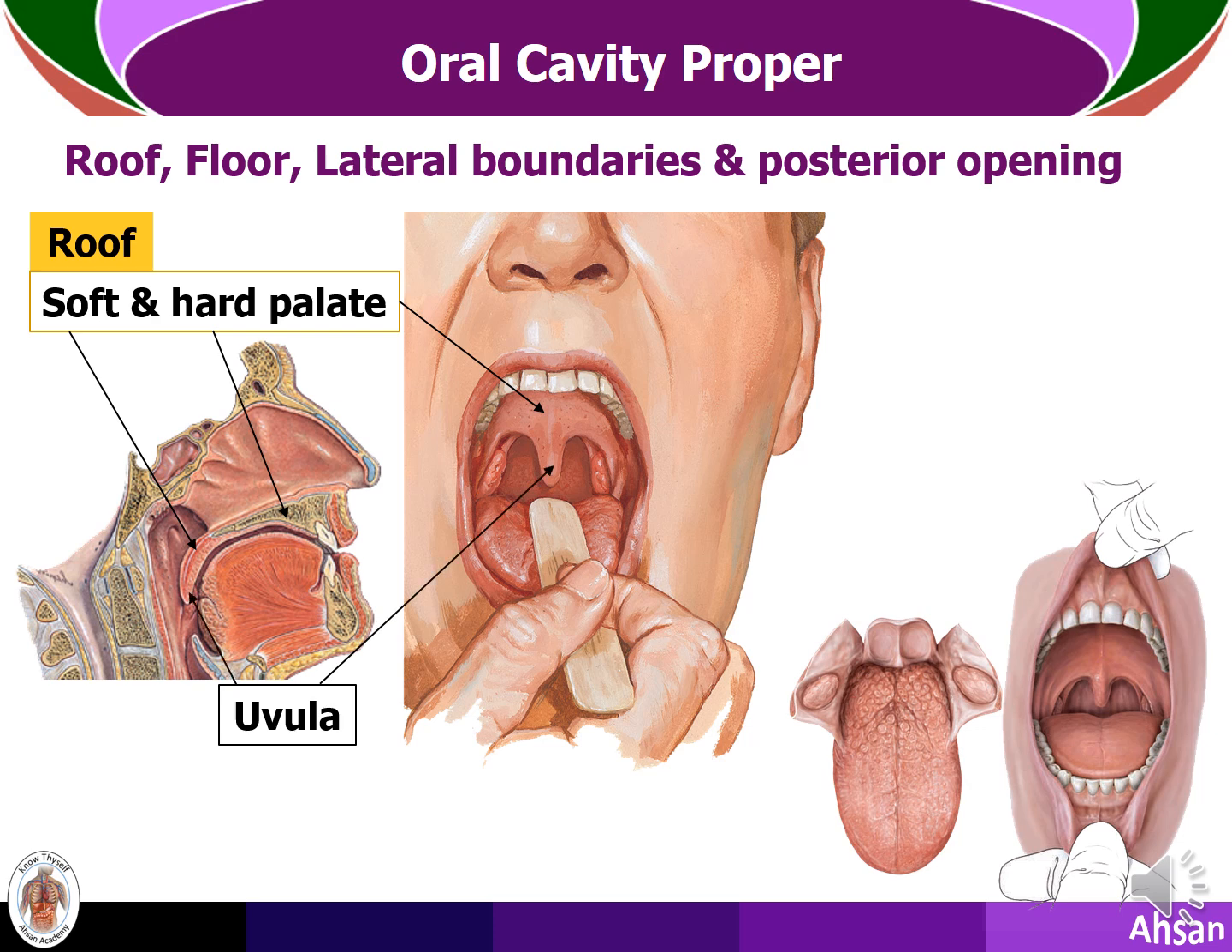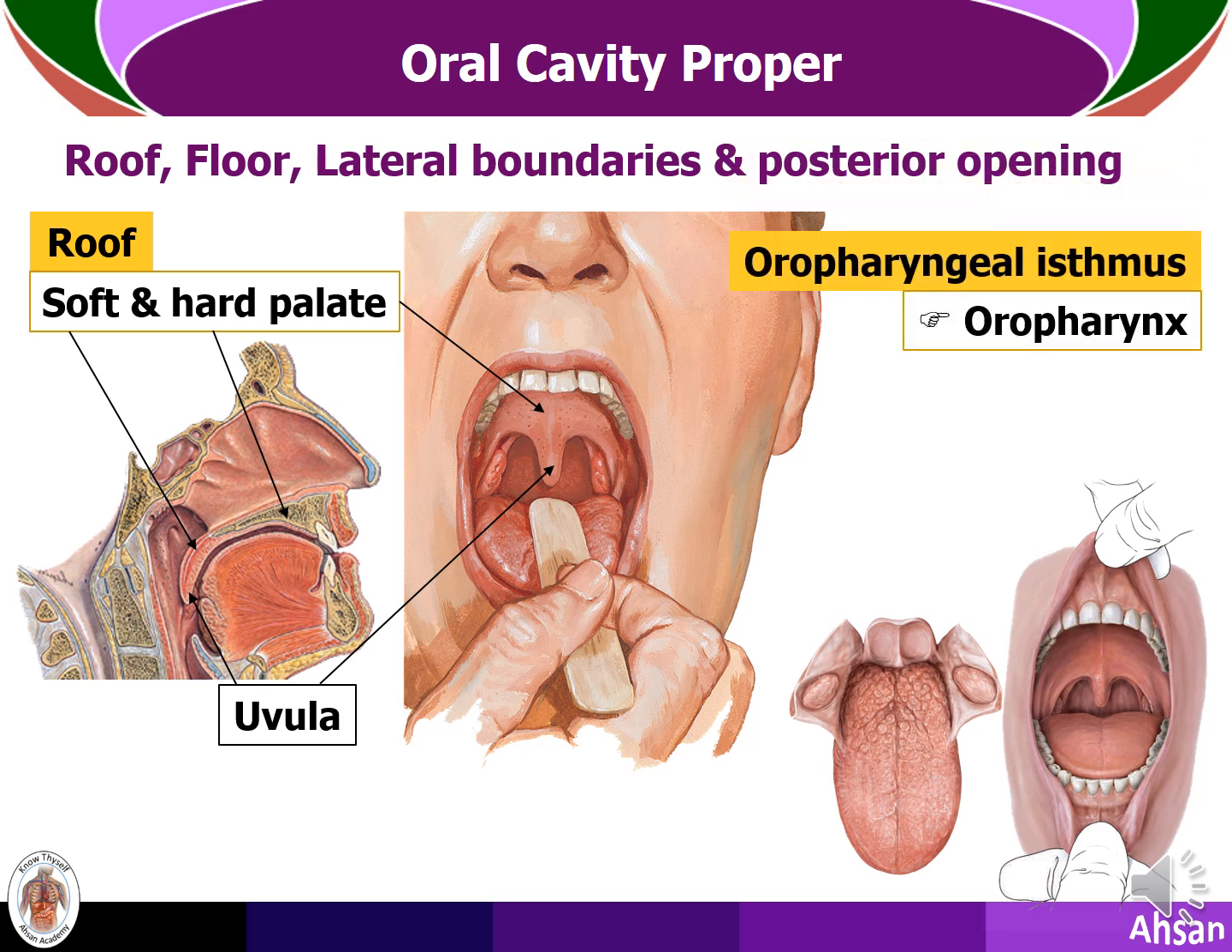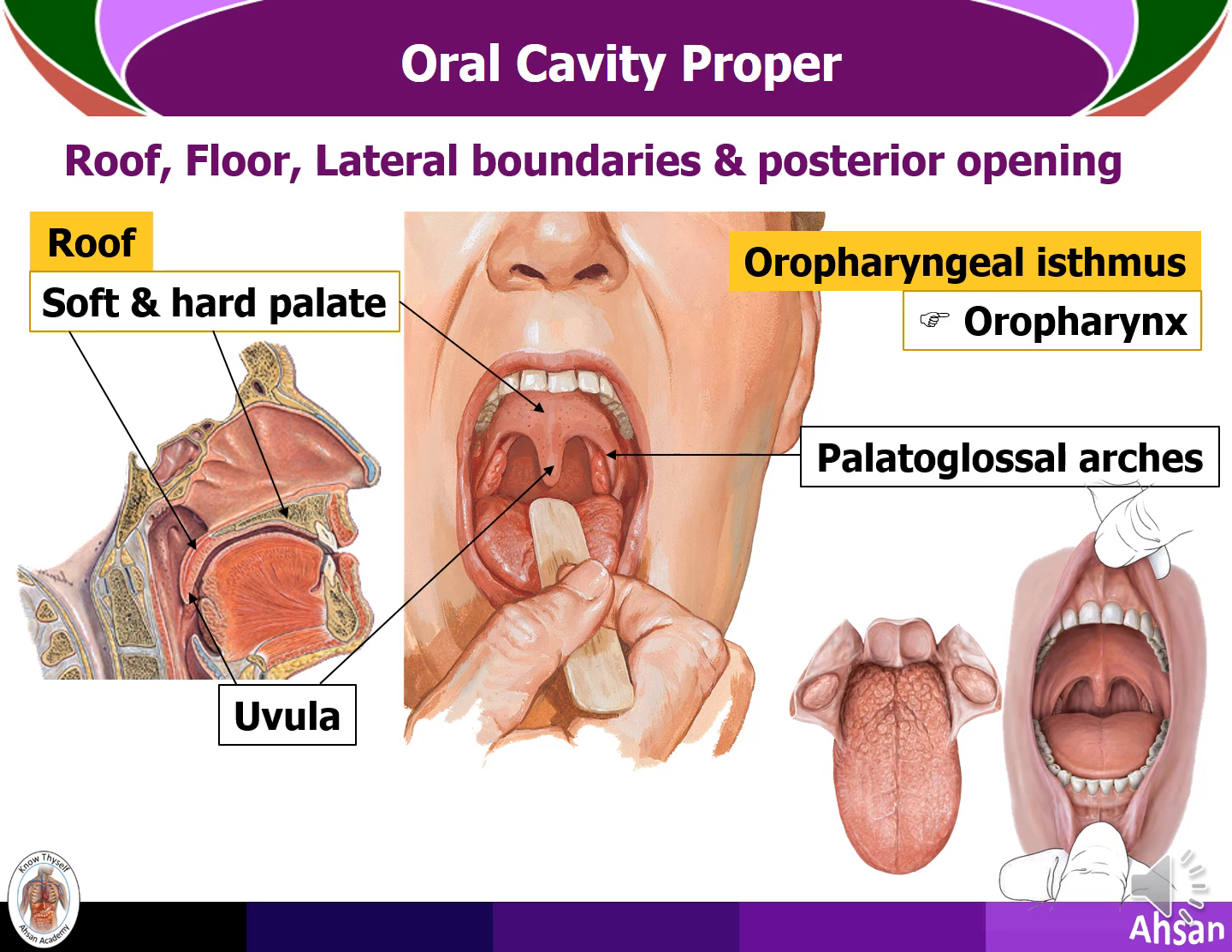Uvula is a tongue-like projection from the posterior part of the soft palate. The oropharyngeal isthmus is the posterior opening, and this connects the oral cavity with the oropharynx. It is bounded in the central part by the uvula, on either side by the palatoglossal arch, and inferiorly by the dorsum of the tongue. The change of color is indicating the oropharyngeal isthmus.